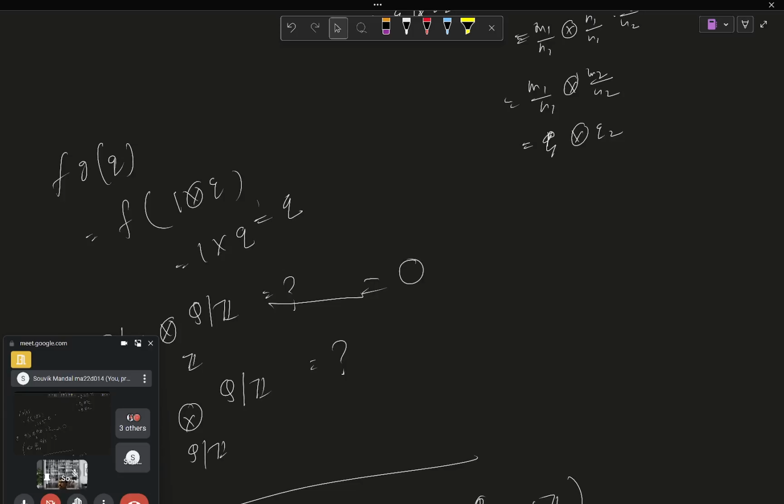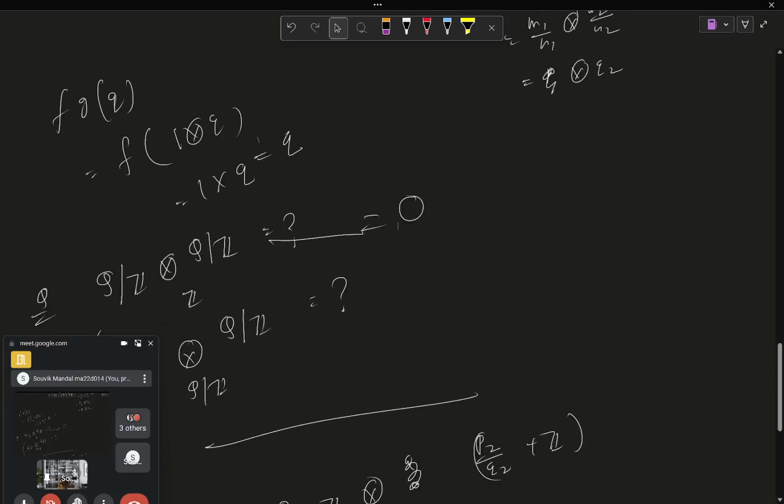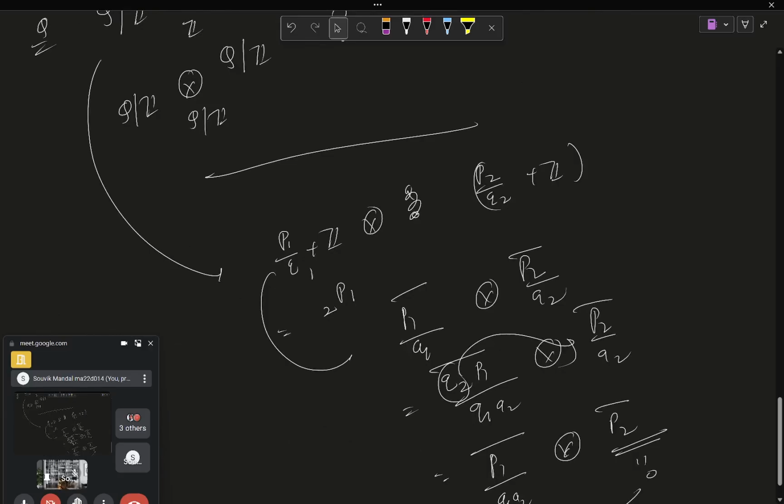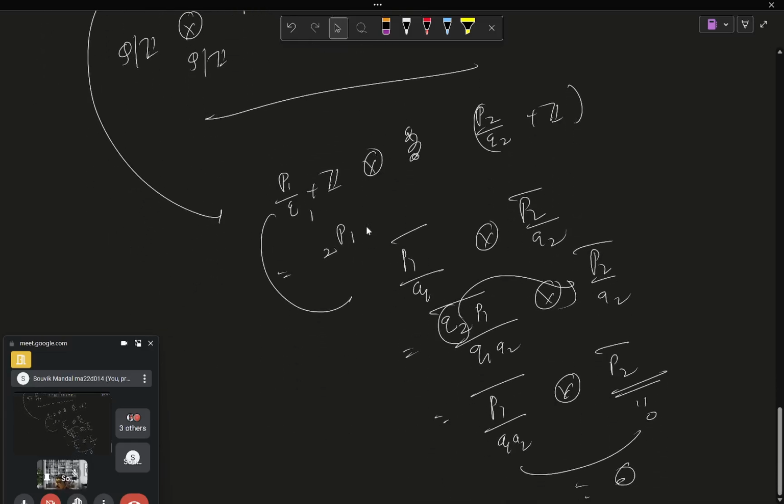And first component P1 by Q1 into Q2 into P2 by Q2 product. These steps, from the third step. This portion, right? Both are multiplied, denominator and numerator. Okay, yes, correct.